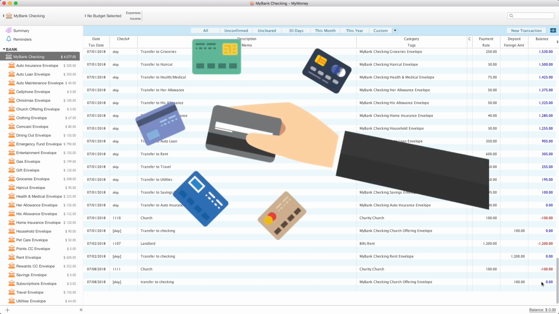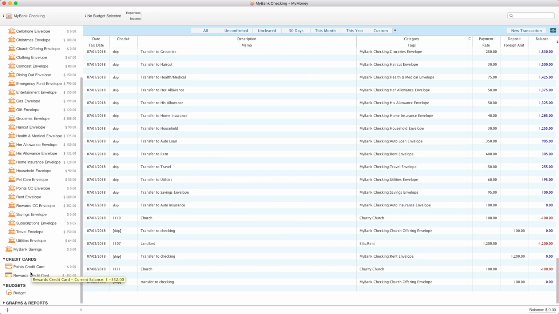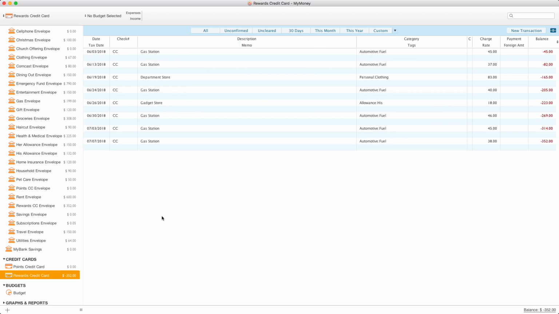Let's talk about credit cards real quick. Down here at the bottom, we see that I have two credit cards, points credit card and rewards credit card. So here in rewards credit card, I have some transactions. On the 3rd, I went to the gas station and put $45 of gas in my car. On the 13th, same thing, $37 worth of gas in the car. On the 19th, I went to the department store and bought some clothing for $83. Okay, and so forth. You can see another fuel, the gadget store, $18 purchased there. And each time I'm making that purchase, I'm categorizing it accordingly.